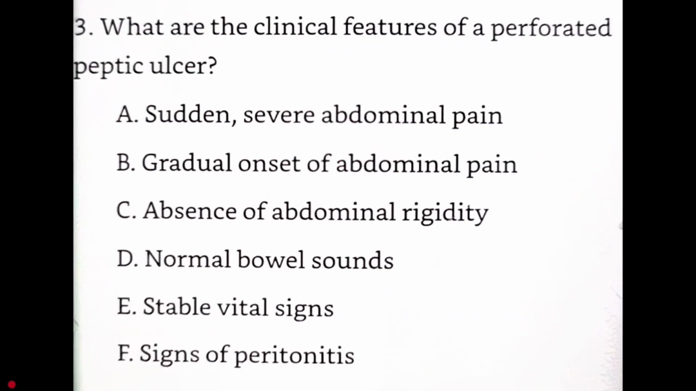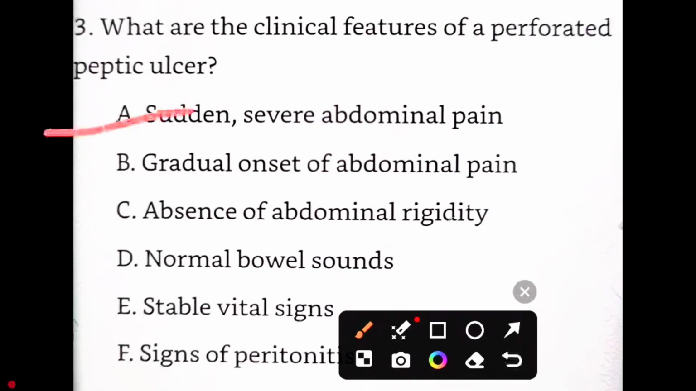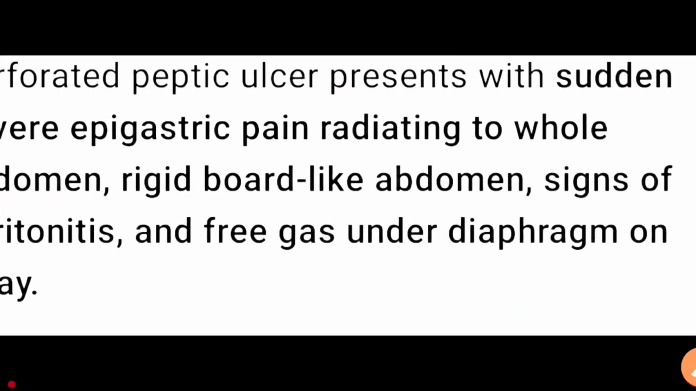What are the clinical features of perforated peptic ulcers? Sudden severe abdominal pain, gradual onset of abdominal pain, absence of abdominal rigidity, normal bowel sounds or stable vital signs, or signs of peritonitis. So what is the best answer here? Guys, if you want, definitely you can pause this video and try to answer in the comment section. So the answer here is sudden severe abdominal pain.